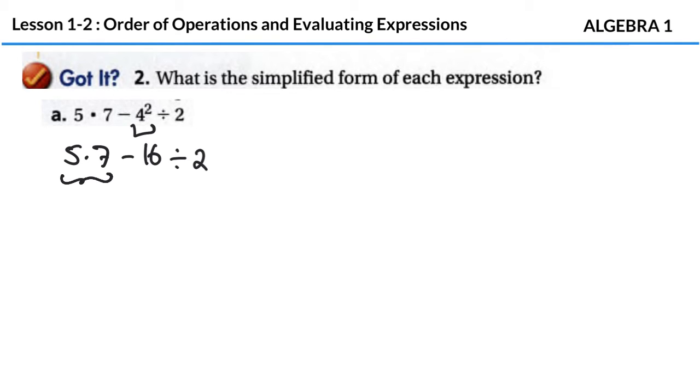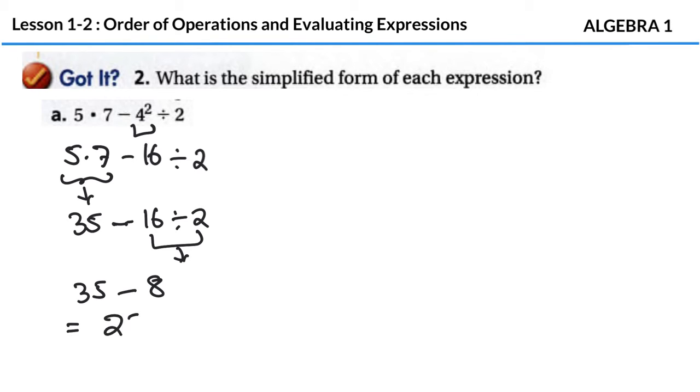So we perform this first and we get 35 minus 16 divided by 2. Now we can perform the division, which is going to be 35 minus 8, since 16 divided by 2 is 8. And 35 minus 8 is equal to 27. Great. That's how we move on. Let's try another one.